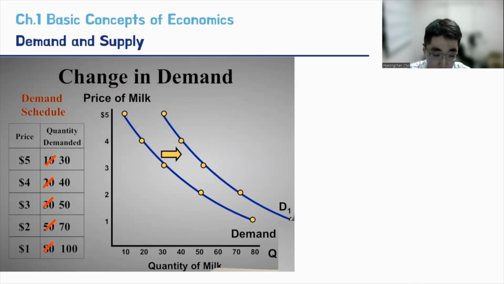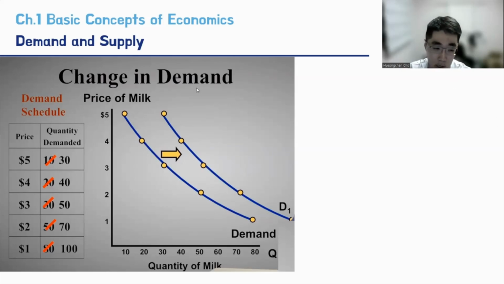So let's see price 4. At price 4, before the research comes out, they want 20 milks here, so the equilibrium is positioned like here. But after the research comes out, they want 40 milks at price 4. So the combination is moved from here to here. So let's draw the whole demand curve in this situation.